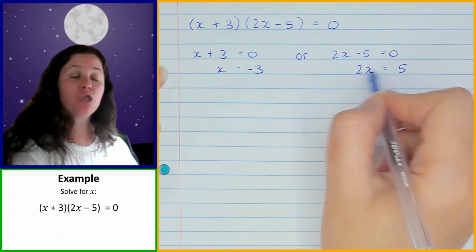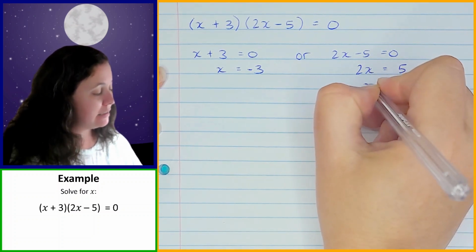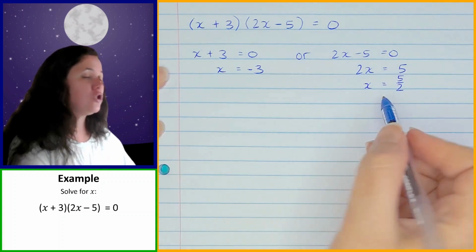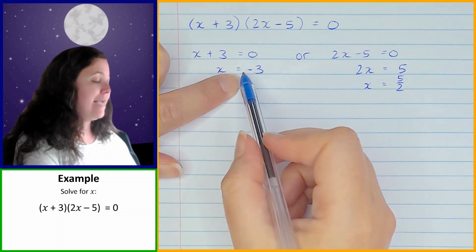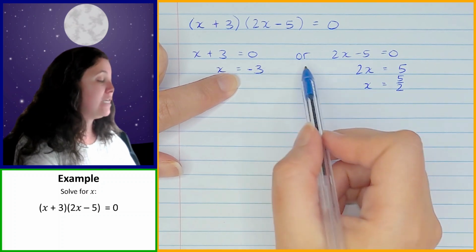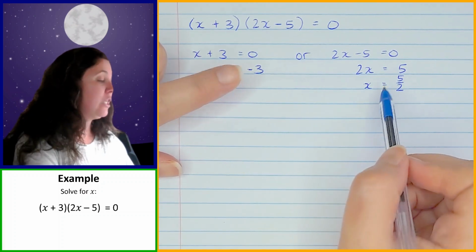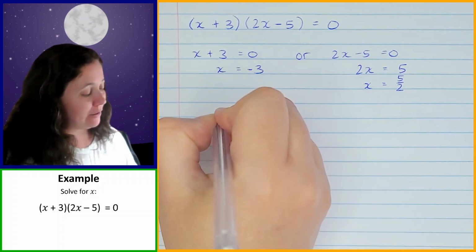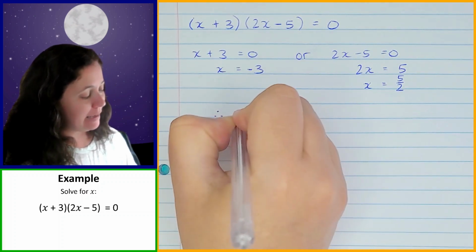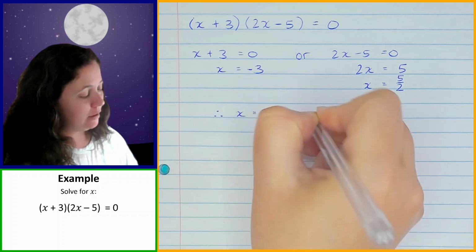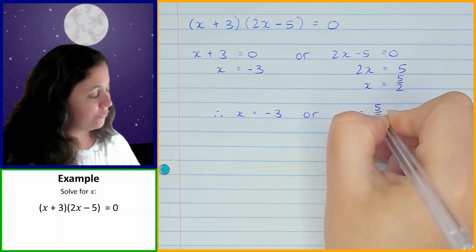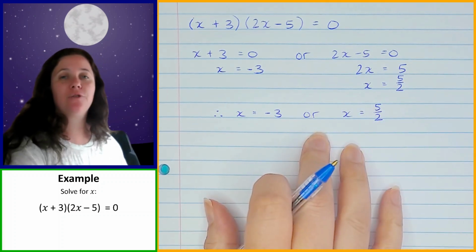And then I divide by 2 on both sides, and that gives me x equals 5 over 2. So now I've got two possible solutions. x can be -3, but x could also be 5 over 2, and either one of those will make this equation true. So now I need to write my final answer. So therefore, x is equal to -3, or x is equal to 5 over 2. So that's what we should get for that example.